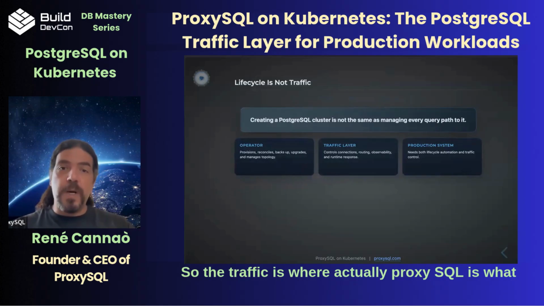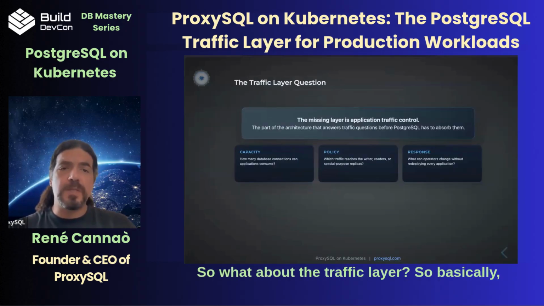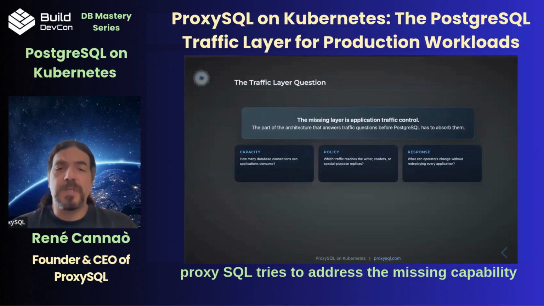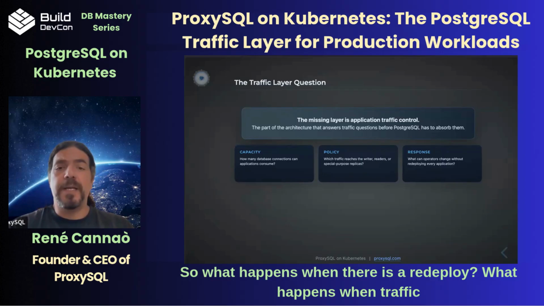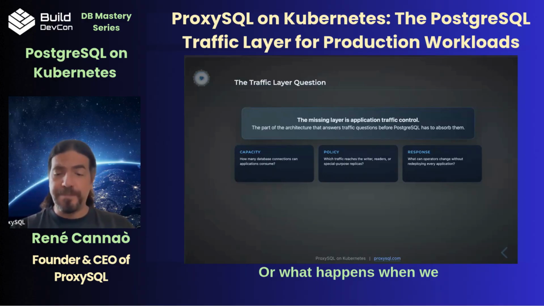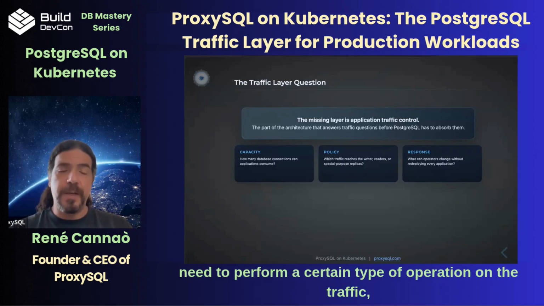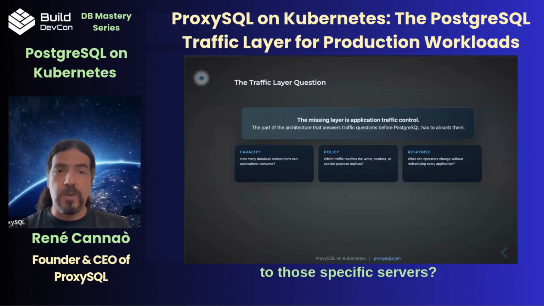So the traffic is what ProxySQL is going to take care of. What about the traffic layer? Basically, ProxySQL tries to address the missing capabilities that the orchestrator and the operator don't provide. What happens when there is a redeploy? What happens when traffic needs to be redirected from one server to another? Or what happens when we need to perform certain types of operations on the traffic, like identifying which one is the writer, which one is the reader, and sending traffic only to those specific servers?